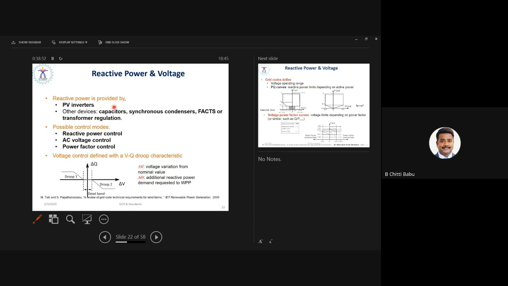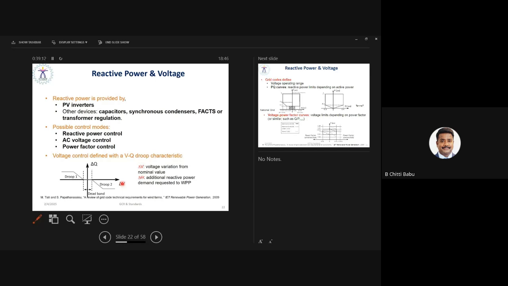So how is the reactive power being provided? Maybe the inverter is a source of reactive power, having the DC link voltage with the capacitor, or maybe a battery, and other devices like ultra capacitors, synchronous condensers, FACTS devices or transformer regulation. You are able to provide the necessary reactive power to the utility grid so that you are able to maintain the voltage at the point of common coupling. The relevant methods or modes are reactive power control mode, or AC voltage control mode, or in some sense we may call it power factor control as well. These all make sense in controlling the grid voltage.